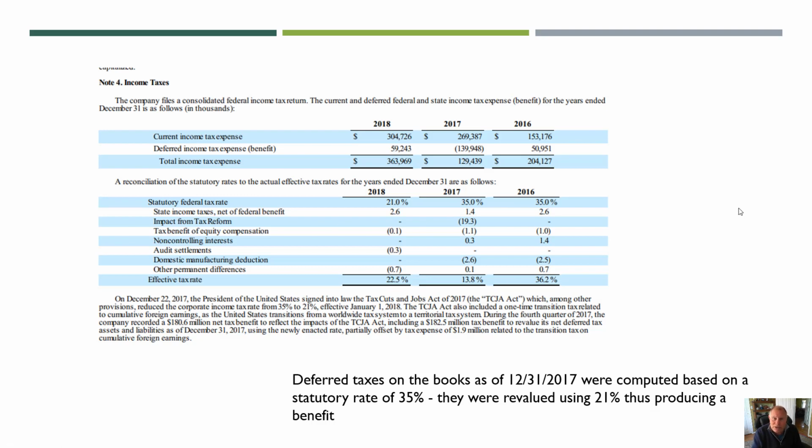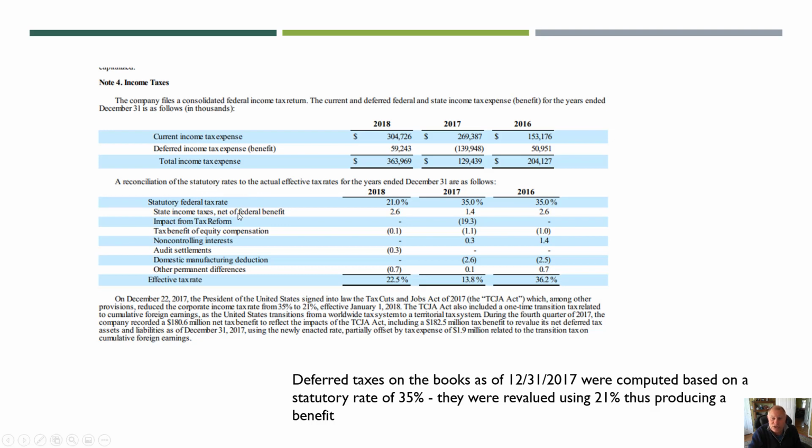In note 4, this is for Steel Dynamics, of course, you can see that they break out here the current income tax expense and deferred. So total income tax expense. This goes back to the income statement. But this is the key. One of the key things is right here. This is the reconciliation of the statutory rates to the actual effective rates.